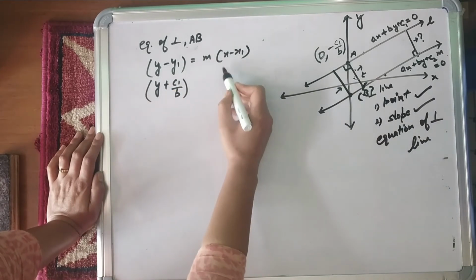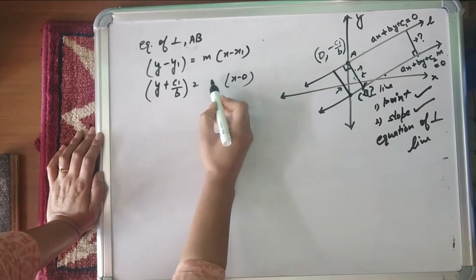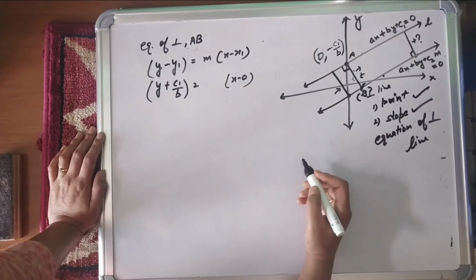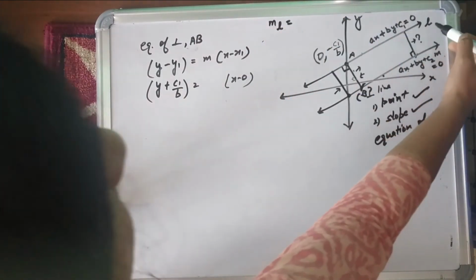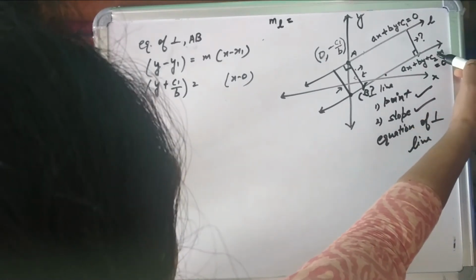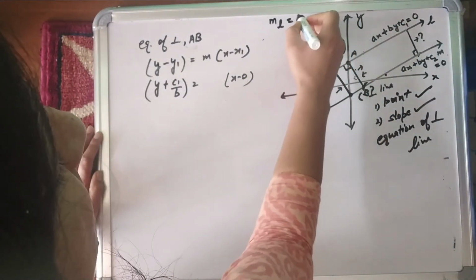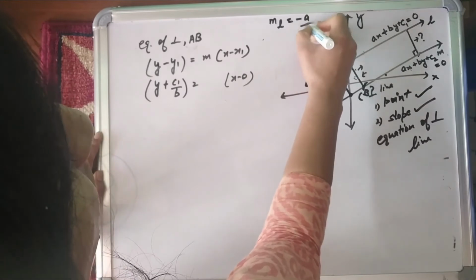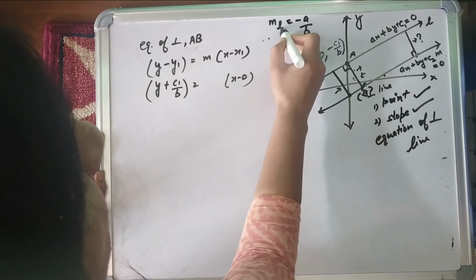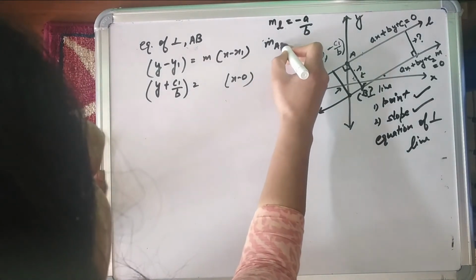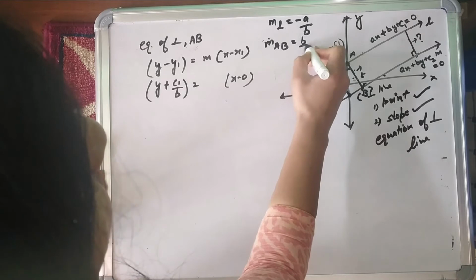Okay, and the x coordinate is 0. The slope for these lines is minus a over b. I'm saying lines L and M also have the same slope. So line L has the slope minus a over b, and AB is perpendicular to this. So the slope of AB is going to be b over a.